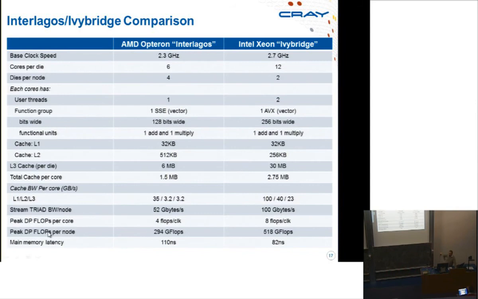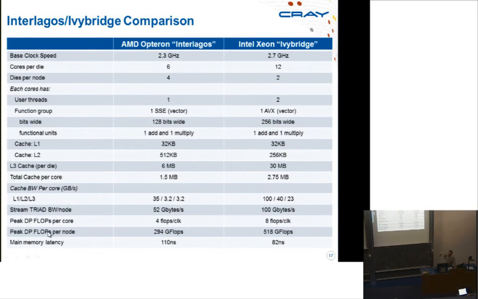Again, cache size is significantly increased. So the L3 cache is much bigger on Ivybridge. Again, L2 cache is slightly reduced. I think L3 cache is probably where a lot of people are sitting these days. So on a per core basis, you're getting a significant increase in the amount of cache available. Also, the bandwidth between the caches is significantly improved with Ivybridge over the Interlagos.